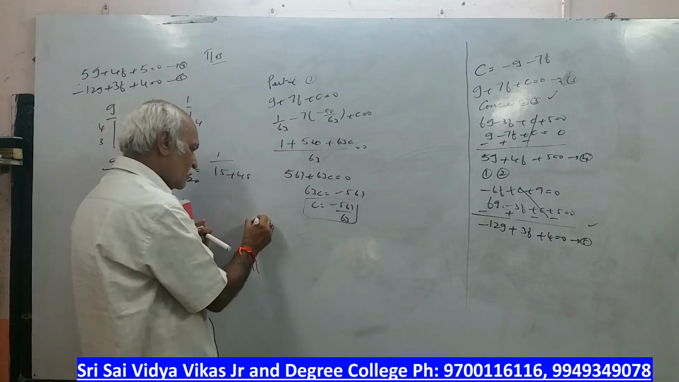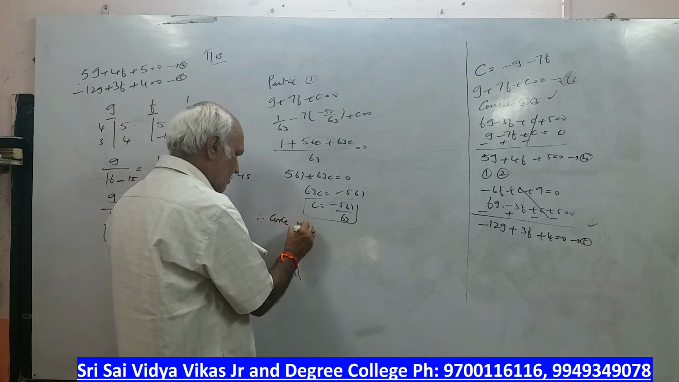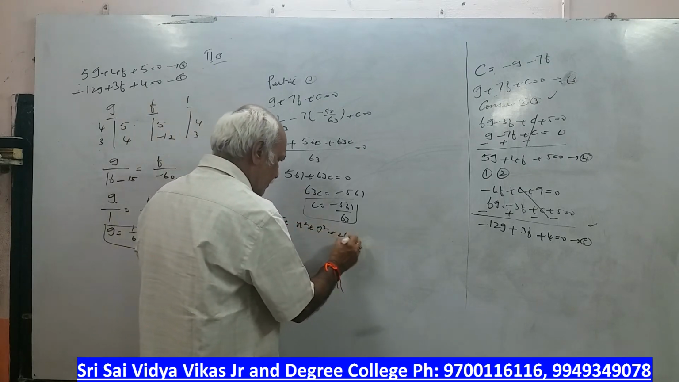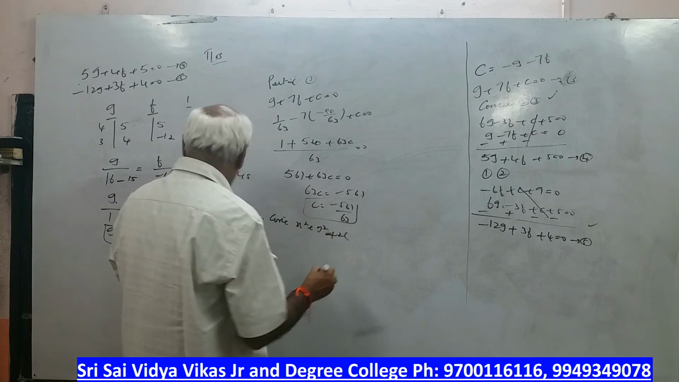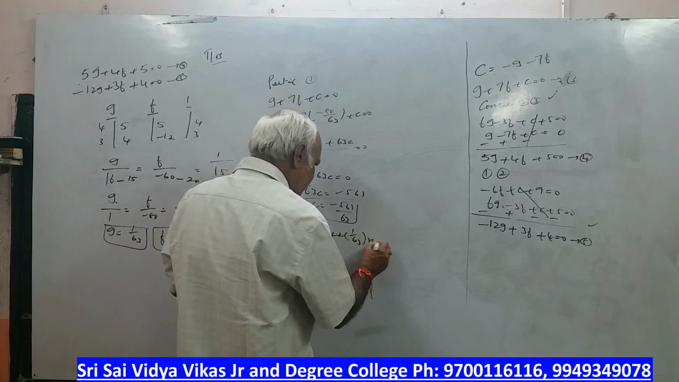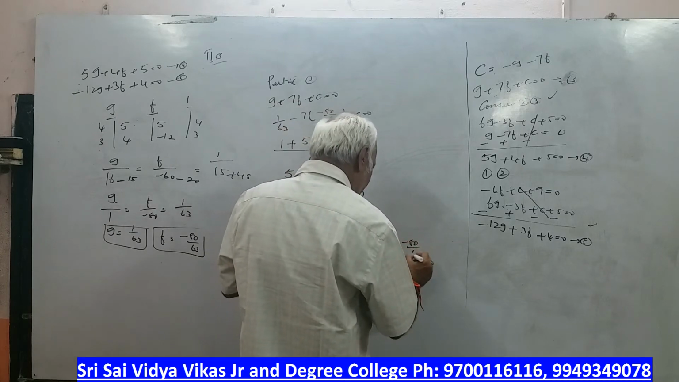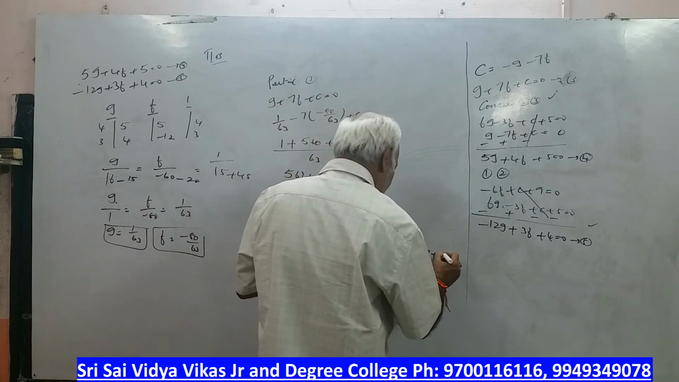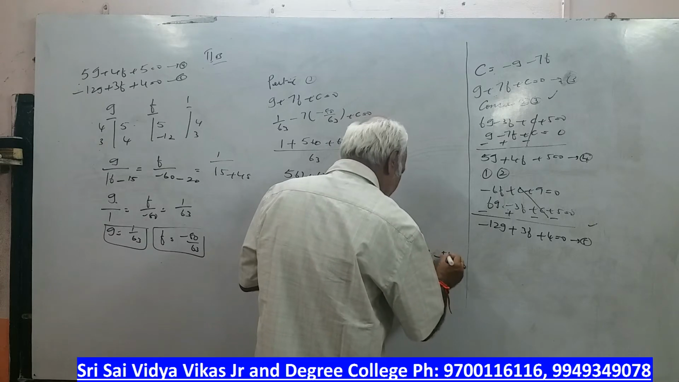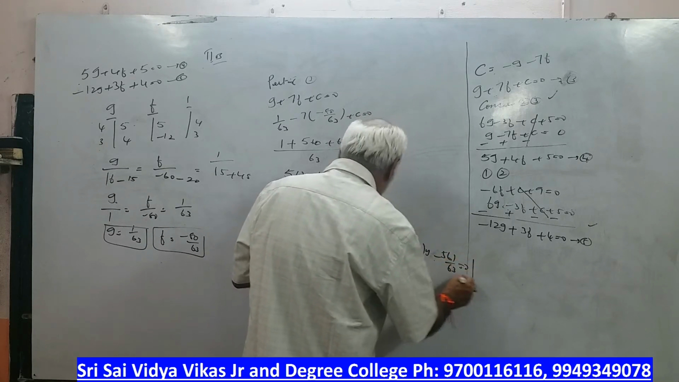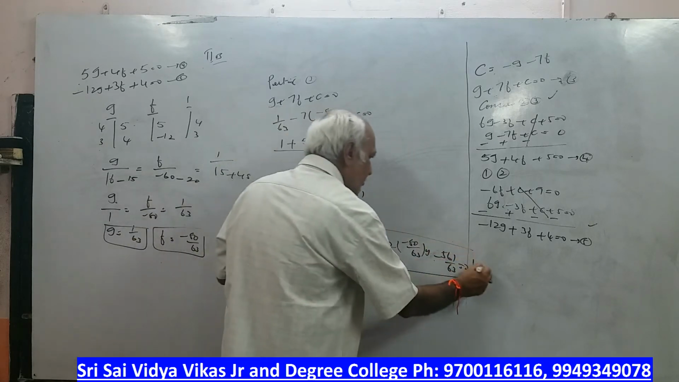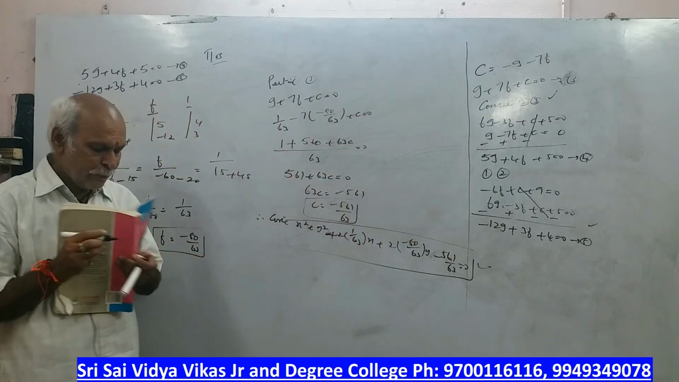Therefore, the circle equation is x square plus y square plus 2gx. What is the G value, sir? 1 by 63, x plus 2 into F value. What is the F value? Minus 80 by 63, y plus the C value, equal to 0. Here we are solving the equations. Please note down.